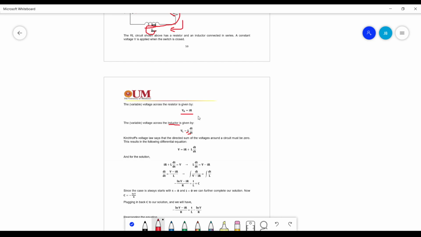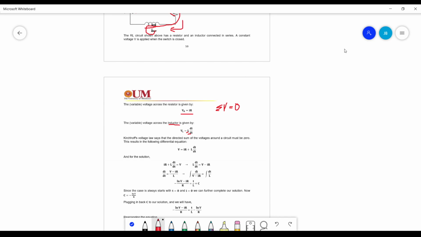Applying Kirchhoff's law, there are 2 cases. The first one is that the algebraic sum of all the potential drops around a closed circuit is 0, and the other one is that the algebraic sum of all the currents flowing into a junction is 0. So with that, we can say that the summation of all the voltages is equal to 0.